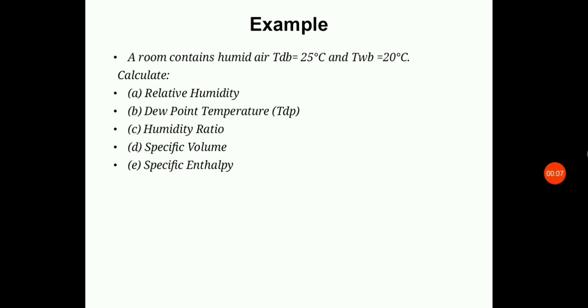Today we are going to take an example on a psychrometric chart and find out different psychrometric properties. So here on your screen you can see one example: a room contains humid air with a dry bulb temperature of 25 degrees Celsius and wet bulb temperature of 20 degrees Celsius, and we have to calculate the relative humidity, dew point temperature, humidity ratio or specific humidity, then specific volume and specific enthalpy. So we will solve the example with the help of a psychrometric chart.